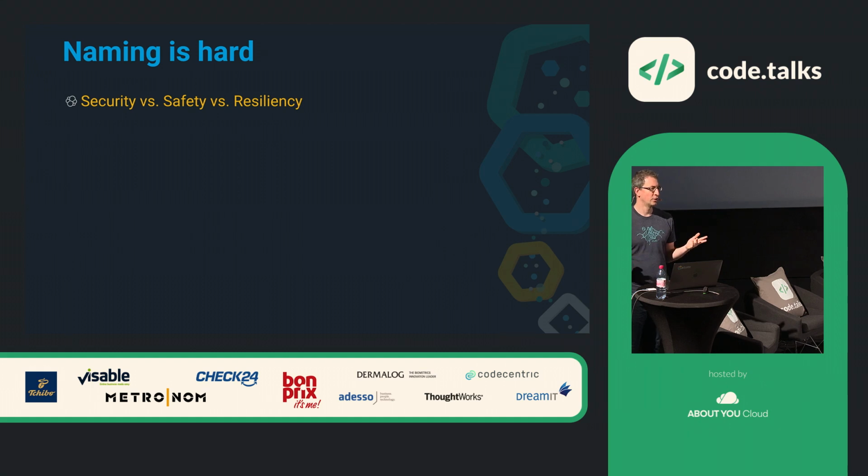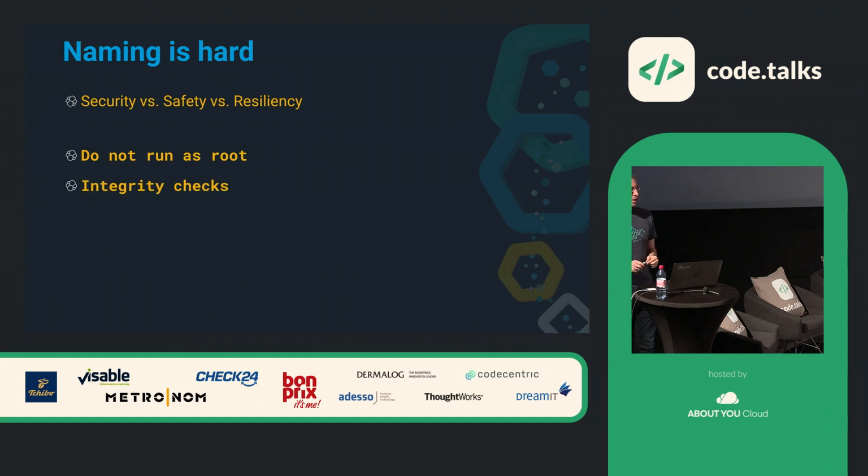Also, naming is hard. If you translate security and safety to German, it both at the end of the day means Sicherheit, which also ends up in very interesting marketing brochures every now and then. But it also means those borders are kind of blurry. There are a couple of things where it's easy to say this is a security feature, like not running as root.